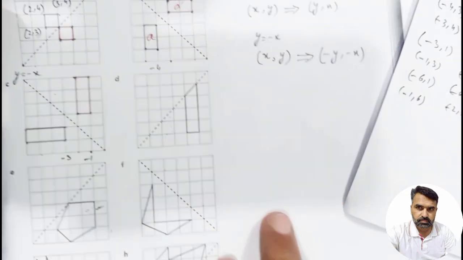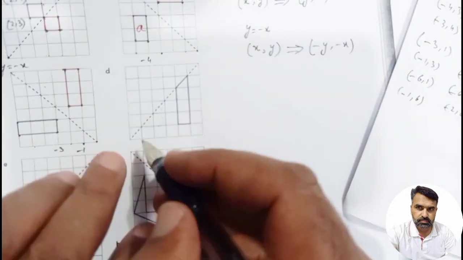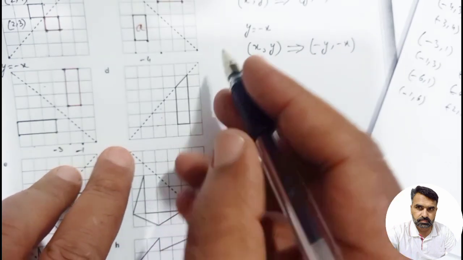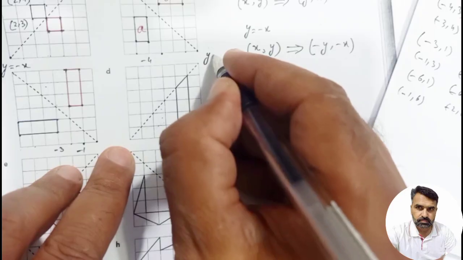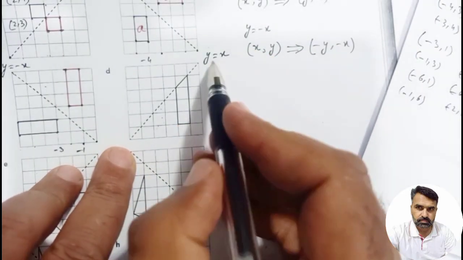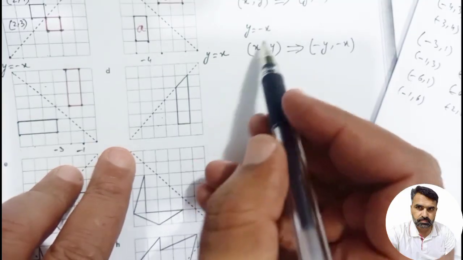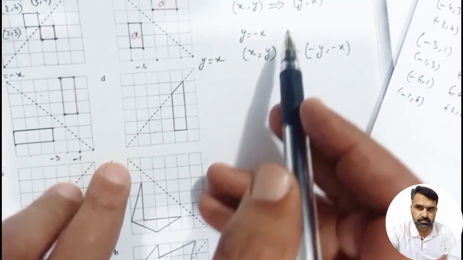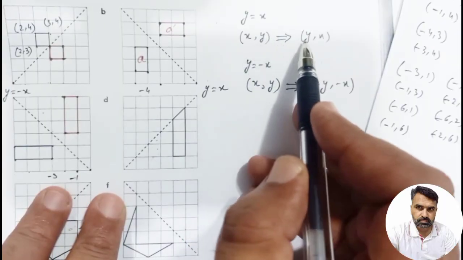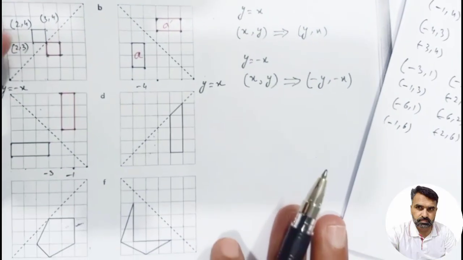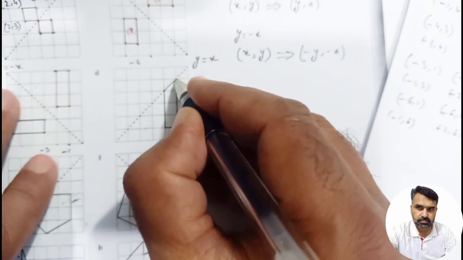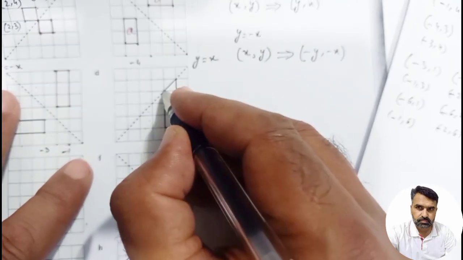Now students, look at D part. This line is moving left to right upward, so the equation of this line is y is equal to x. And when the mirror is at y is equal to x, then we have to just interchange the coordinates. In this way, if y is equal to x, then xy will be changed into yx. And these 2 points are invariant because both the points are on the mirror line, so these 2 points will not be changed.